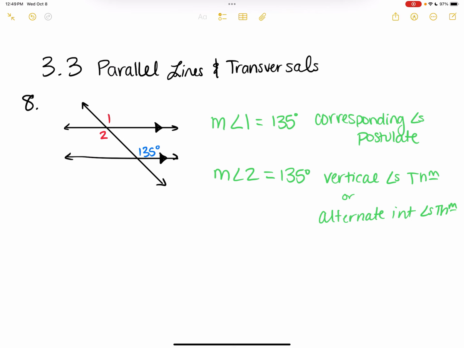So again, there were two possible answers for this one. Vertical angles was the first one that was said. But if all we had to go off of was the 135 and angle 2, it would have to be this one. But since we'd already found one, we could say vertical angles.